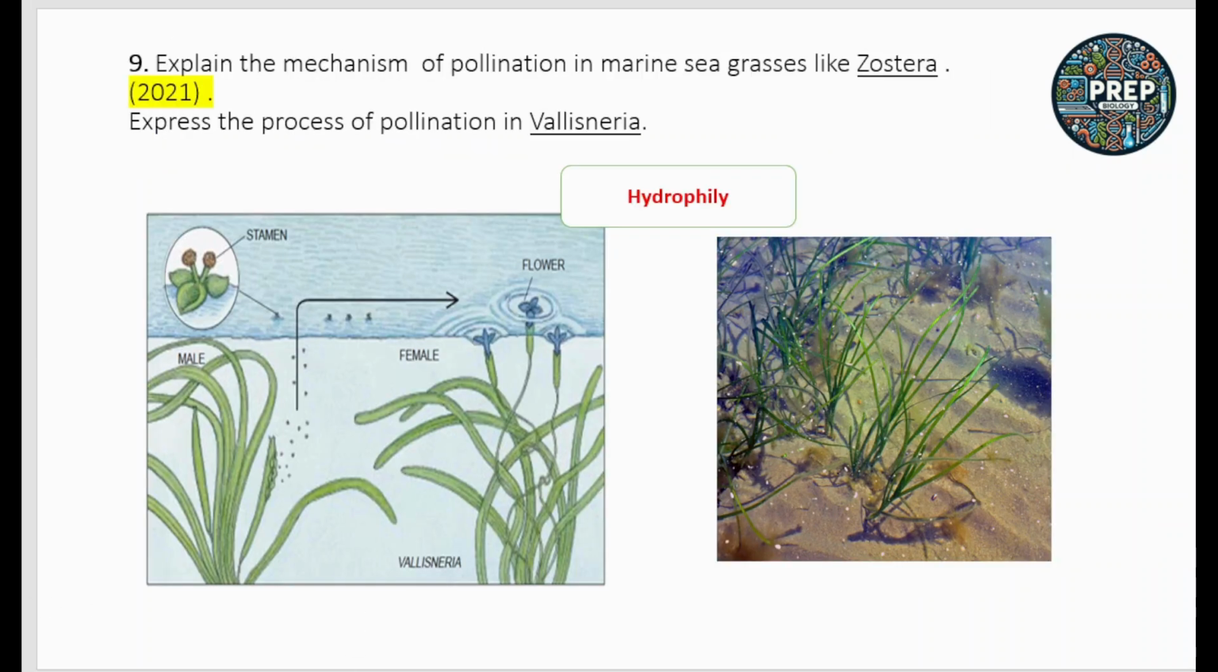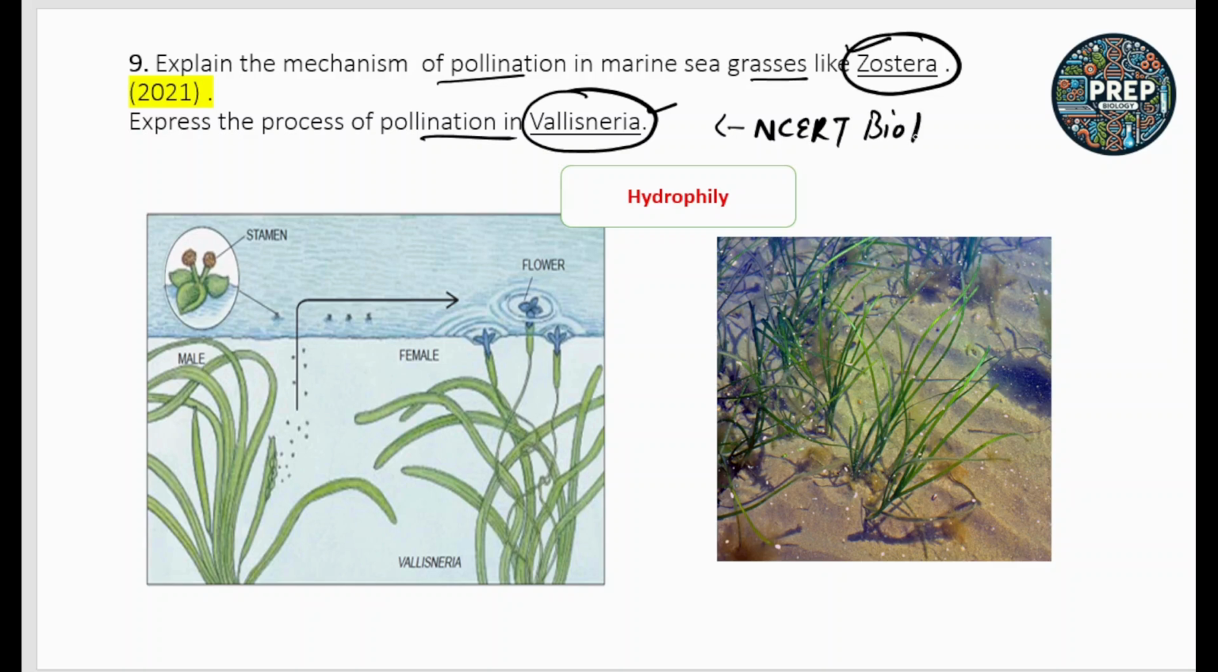Outbreeding devices are developed to avoid self-pollination and encourage cross-pollination. What are outbreeding devices? Those which avoid self-pollination and encourage cross-pollination. This is also very important. Next question is, explain the mechanism of pollination in marine sea grasses like Zostera, or in many years you have the question like explain the process of pollination in Vallisneria. Vallisneria and Zostera are examples which are also mentioned in your NCERT biology textbook. So make sure you understand it carefully. These examples are very important from your pollination topic.